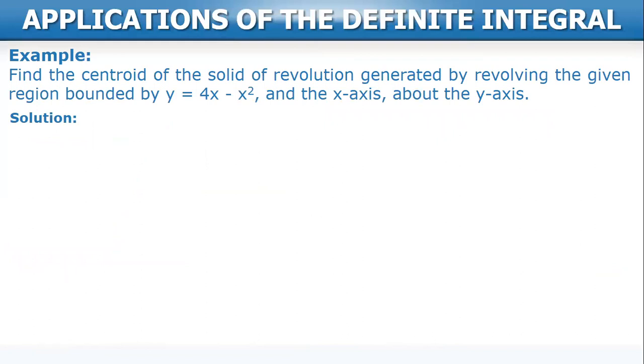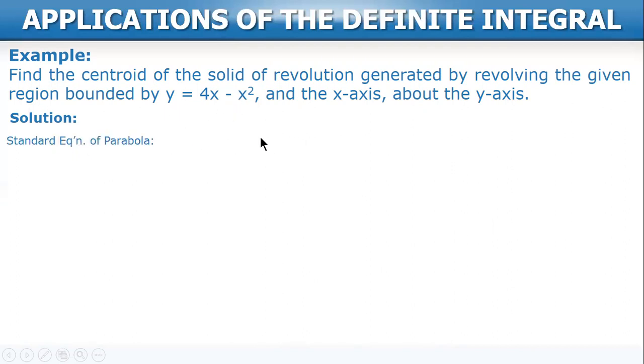And another example, another problem is find the centroid of the solid of revolution generated by revolving the given region bounded by y equal to 4x minus x squared and the x-axis about the y-axis. Okay, so before we plot, let's convert this one or transform this one to its standard form.